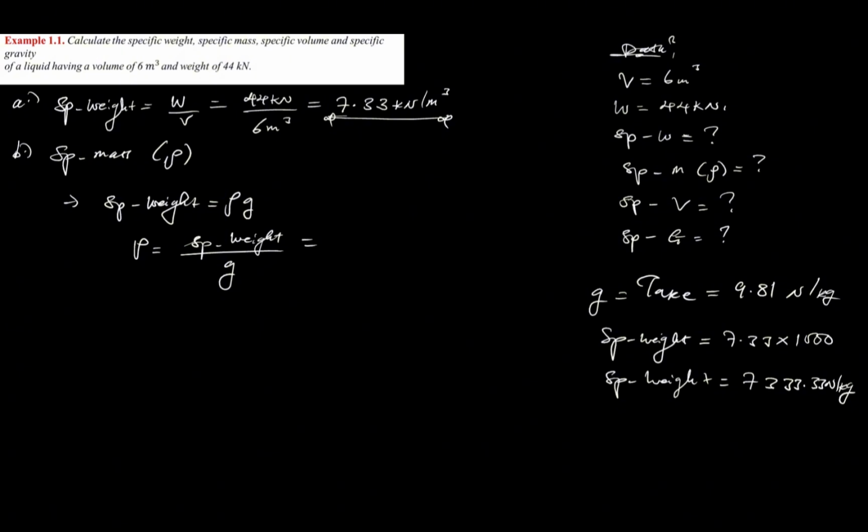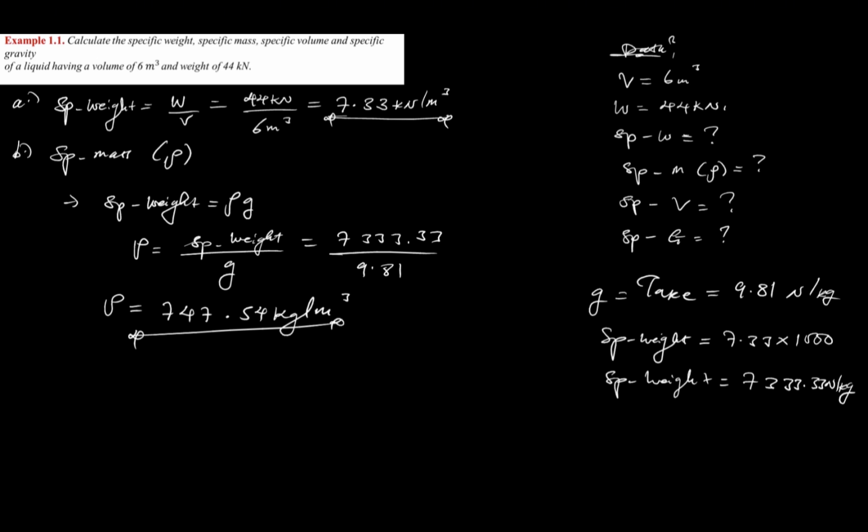So now we're going to have 7,333.33 divided by gravity, which is 9.81. Therefore, our specific mass would then be equivalent to 747.54 kilograms per meter cubed. And that is our specific mass.